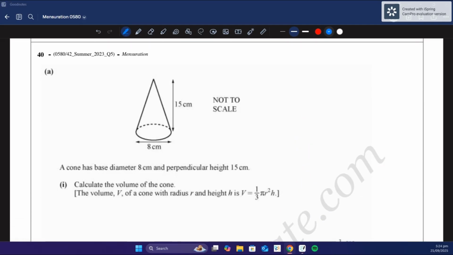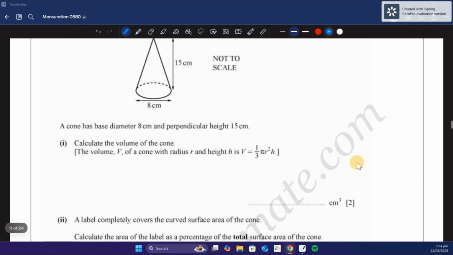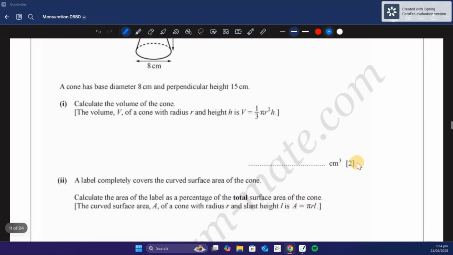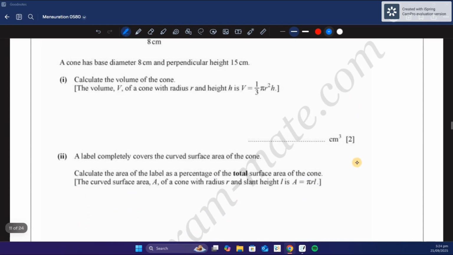Question number 40. A cone has a base diameter of 8 cm and perpendicular height of 15. Calculate the volume of the cone. The volume V of the cone with radius r and height h is V equals 1 over 3 pi r squared h. Alright, perfect.